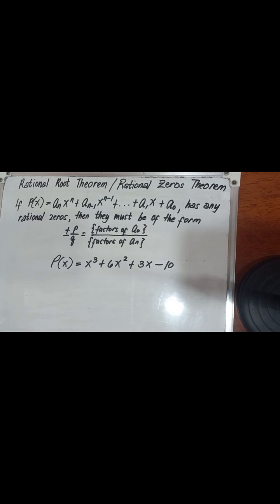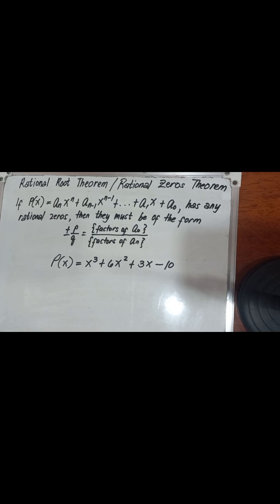Now, if p of x is equal to a sub n times x raised to n plus a sub n minus 1 times x raised to n minus 1 and so on, plus a sub 1 times x plus a sub 0, has any rational zeros, then they must be of the form plus or minus p over q, wherein p are the factors of a sub 0 and q are the factors of a sub n.